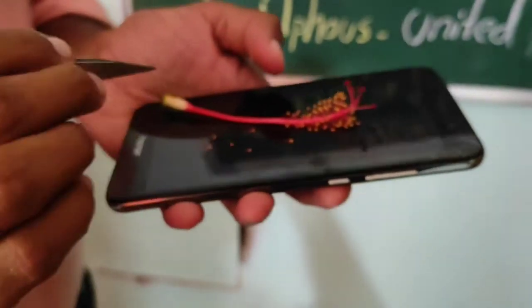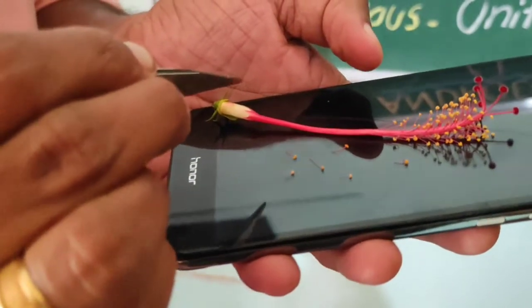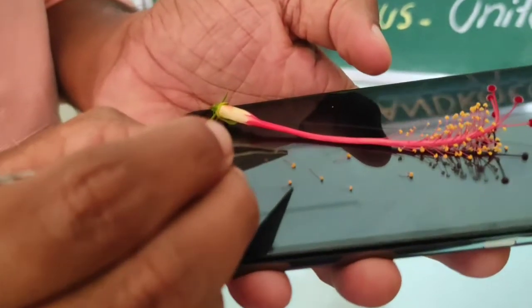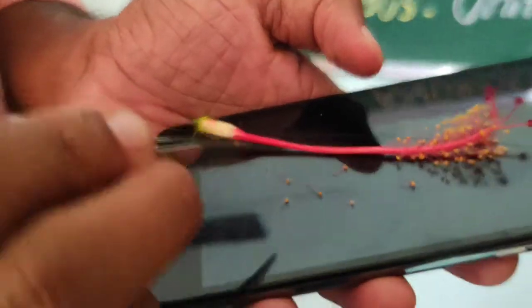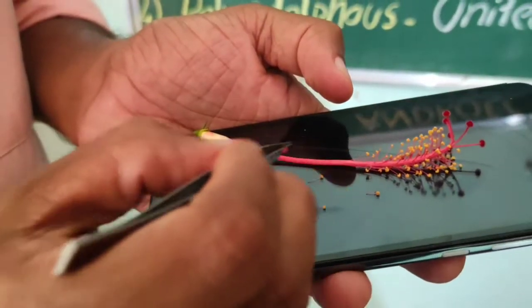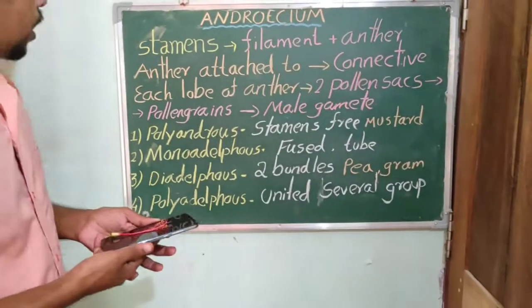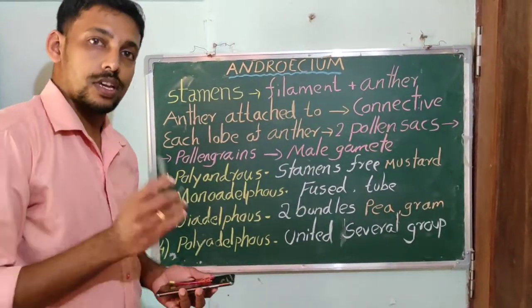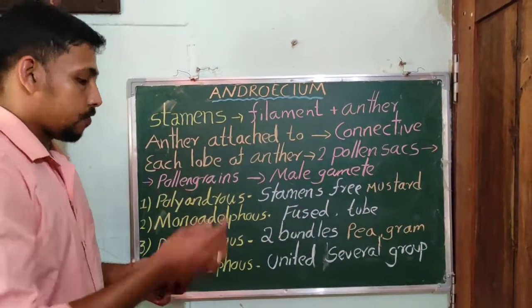This anther is attached to the filament by a structure that is known as the connective. So the filament and anther form the stamen. And this anther is attached to the filament through a structure known as what? The connective.